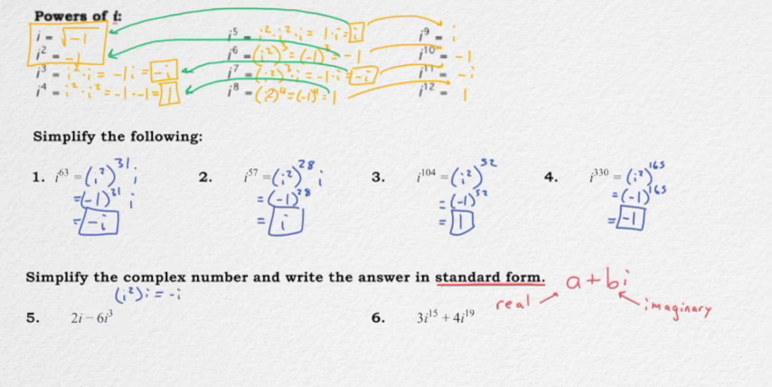Alright, that means that this is like negative 6 times negative i. That means that altogether it's going to be positive 6. So this thing simplifies to positive 6, and then I have 2i, and I'm going to write that second so that this is in standard form.